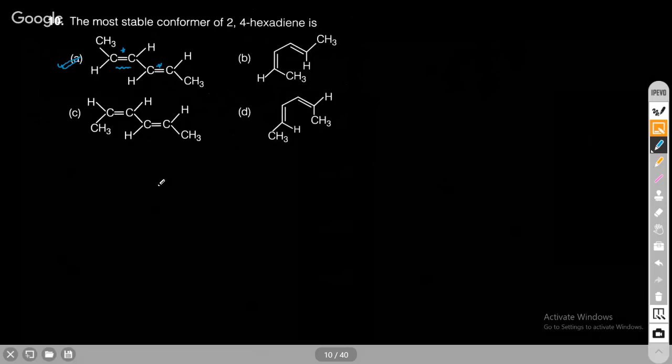Okay. So what we can write, trans gives you least steric hindrance and hence most stable. That's why option A is correct. Okay.